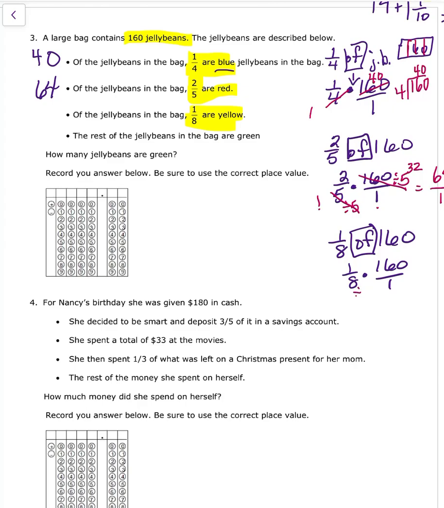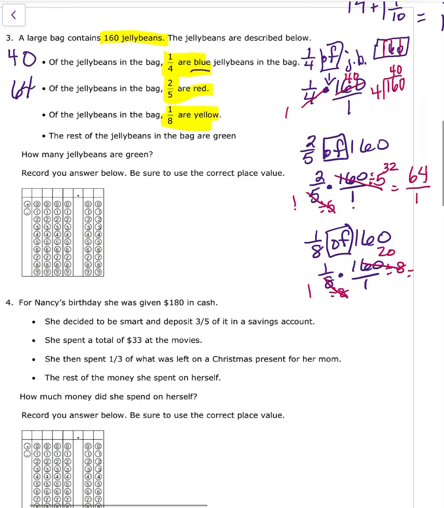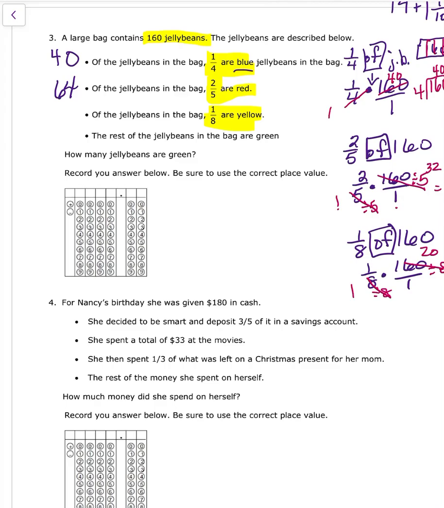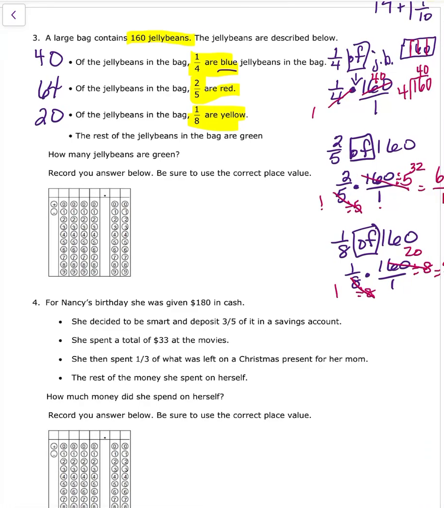So if we simplify, divide by 8, divide by 8, that'll be 1, that'll be 20. Multiply straight across. Okay, so that means that there are 20 yellow. All right, let me read the question because I've done a lot of work. It says a large bag contains 160 jelly beans. If the jelly beans are described below, 1/4 are blue, 2/5 are red, 1/8 are yellow, the rest are green. How many are green?